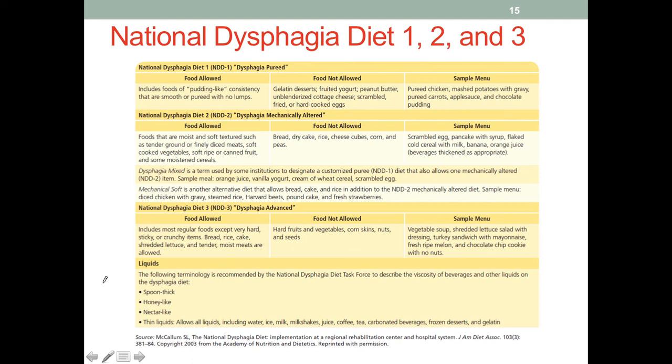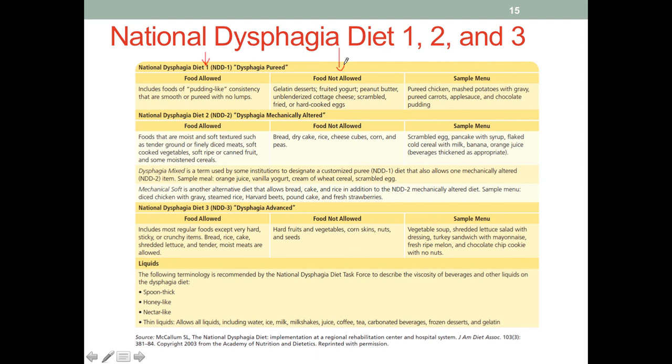This table summarizes the National Dysphagia Diets 1, 2, and 3. Under each category, we see food allowed as well as food not allowed. So we should be well aware of which foods fall under each category for the specific diets. And depending on the diagnosis, again with help from the SLP, we should be able to determine which diet is most appropriate.